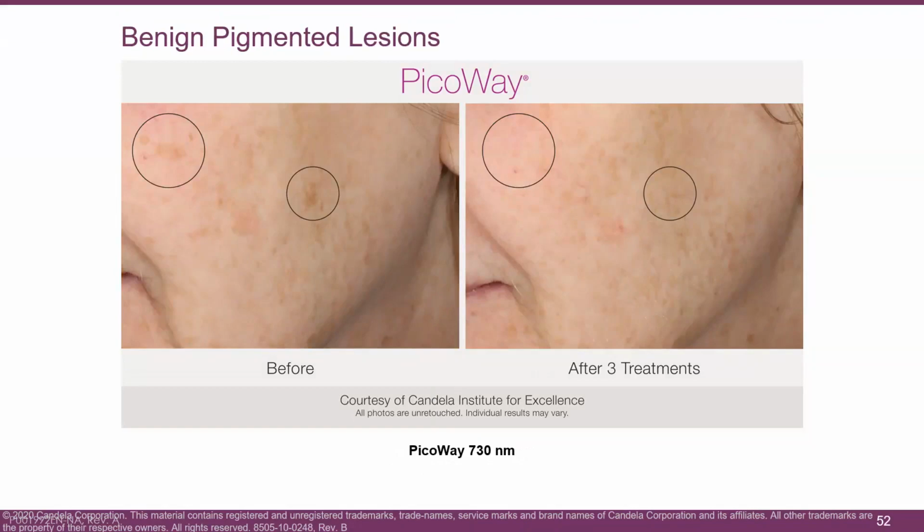Here we're using our 730 nanometer handpiece on these lesions. These are much lighter lesions, so generally can be much more difficult to remove. But here we've got very nice clearance of these after 3 treatments. And there's no downtime for the patient after these treatments.